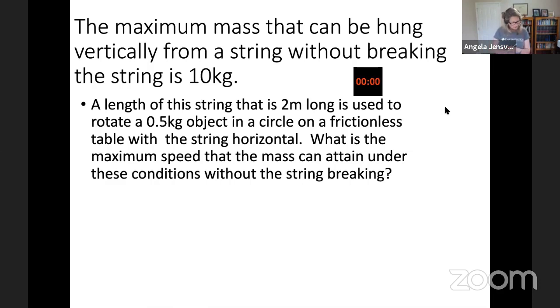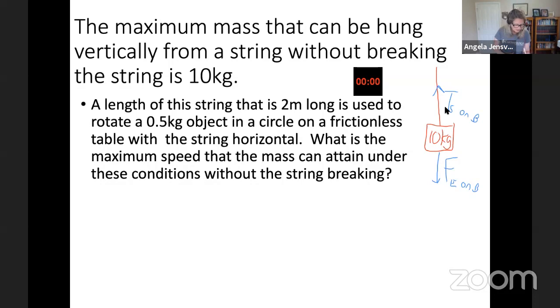Okay, first, let's go with this first statement. You can hang 10 kilograms before this string breaks. So let's draw a picture of that. So 10 kilograms. This is right at the edge between where the string is okay and where it breaks. So what do you have here? You've got the force of the earth on the block, and you have the tension in the string on the block. And if this thing is in equilibrium, hasn't broken yet, then those two forces should be equal, right?